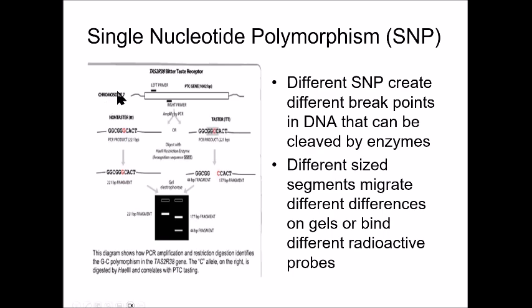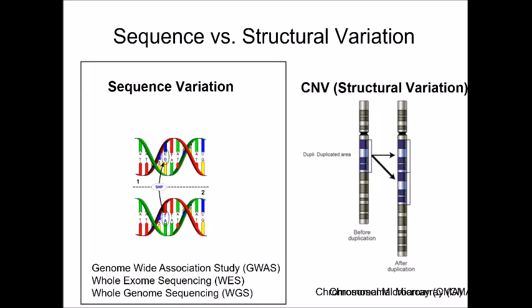In this case, which allele you get depends on whether you can more easily taste bitter things or not. So here is a good example of how a SNP occurs. The CG gets replaced by the TA or vice versa. It's sequence variation. There's no change to the overall structure of the DNA. We generally discover these by genome-wide association, whole exome sequencing, or whole genome sequencing.